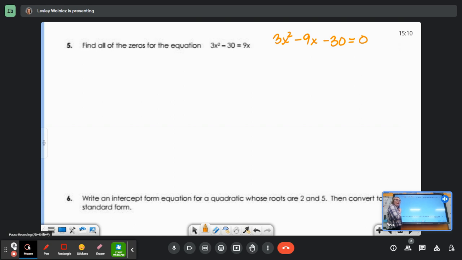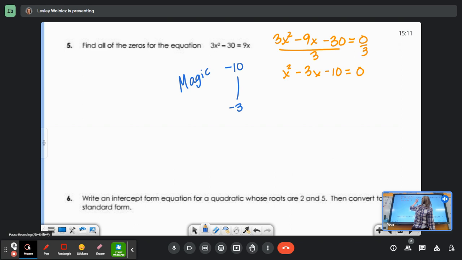Is there anything I can divide away? Divide everything by 3 on both sides. So then I get x squared minus 3x minus 10 equals 0. Now what? Then that's where you get like the -10 and then the -3. Okay, magic numbers. So factors of -10 that sum to -3. What are they? -5 and 2. Good. Nice.